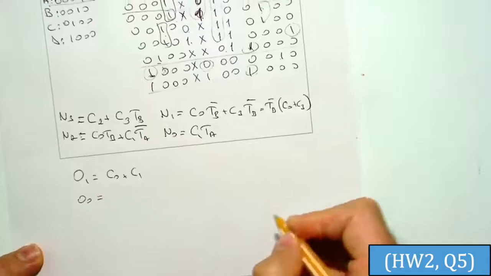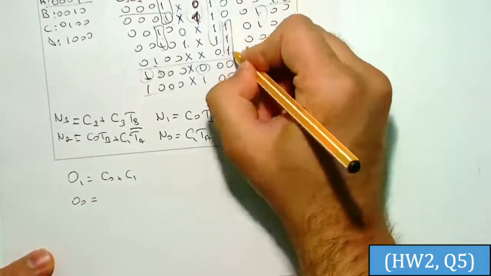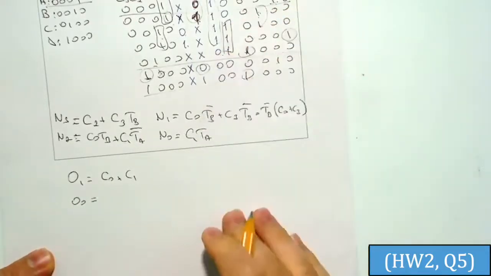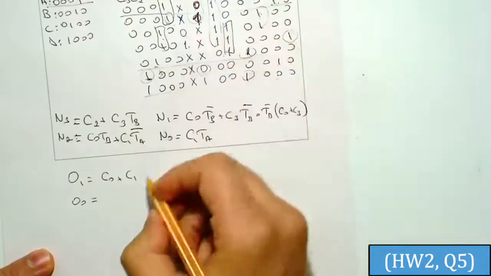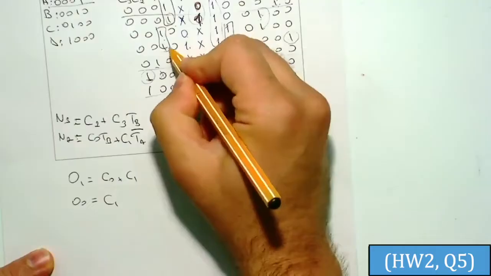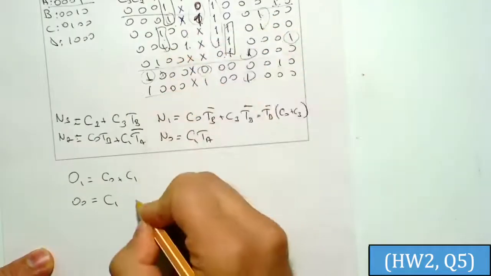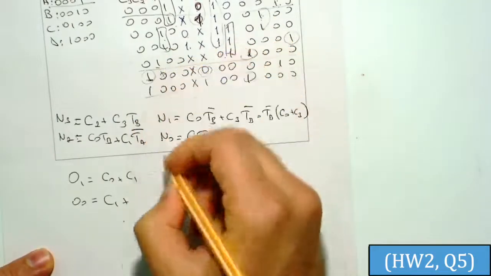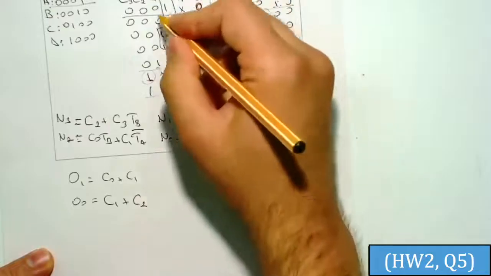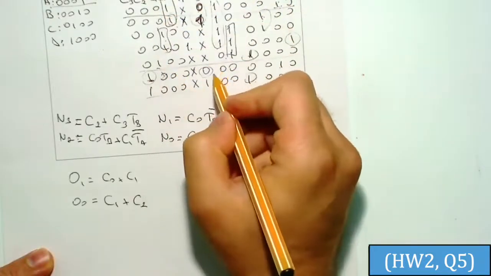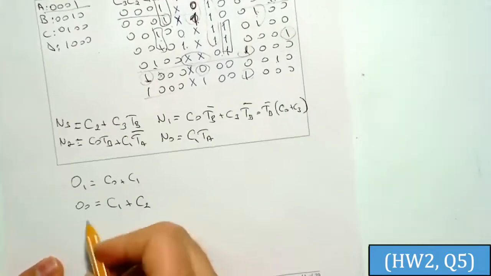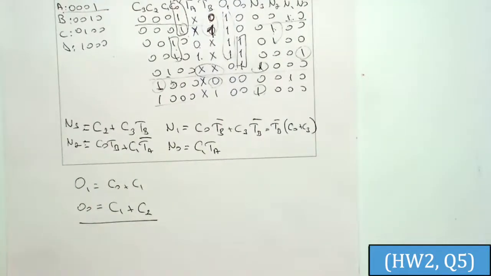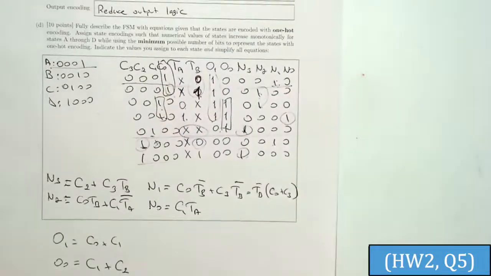For O0, I have ones here. So I have C1 is 1, and it doesn't depend on TA, or I have C2 is 1, and that also doesn't depend on the input. So these are the Boolean equations for the outputs. Okay.